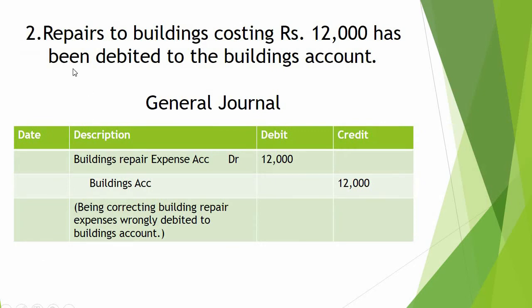Number 2. Repairs to buildings costing 12,000 rupees has been debited to the buildings account. This is an error of principle. Building repair expenses should be debited to the building repair expenses account, but it has been wrongly debited to the buildings account. Therefore, the correction entry is buildings repair expense account debit 12,000, buildings account credit 12,000. Here also you have to write the narration.